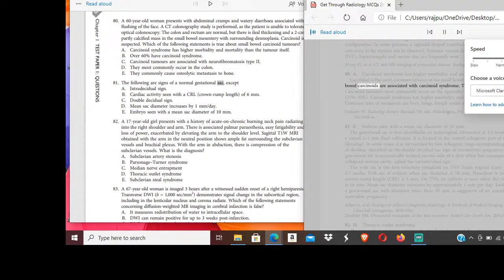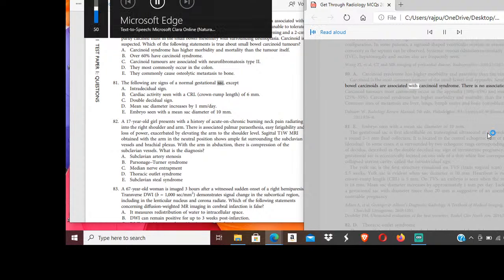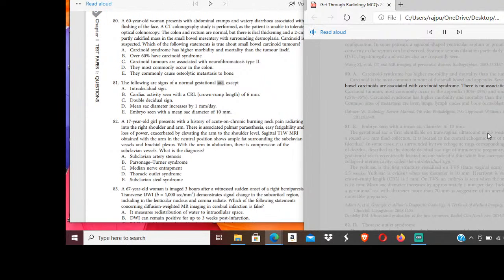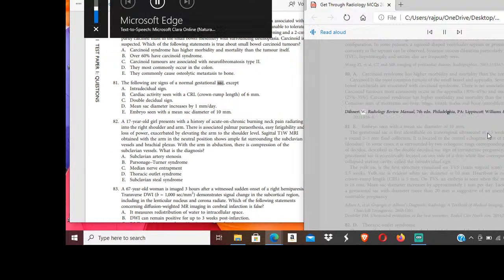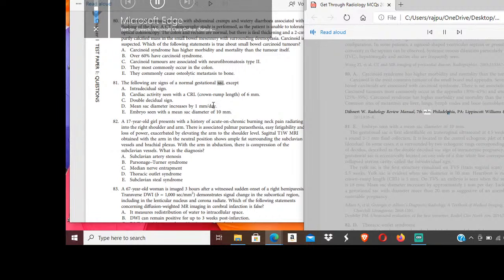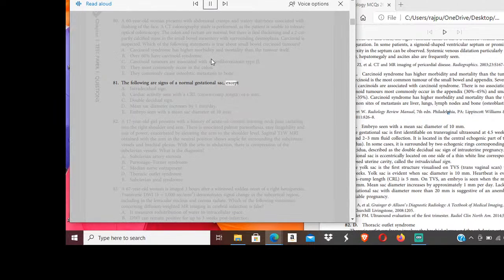7% of small bowel carcinoids are associated with carcinoid syndrome. There is no association with NF2. Carcinoid tumors most commonly occur in the appendix, 30-45%, and small bowel, 25-35%. Carcinoid syndrome has higher morbidity and mortality than the tumor itself. Common sites of metastasis are liver, lungs, lymph nodes and bone, osteoblastic. Dähnert W., Radiology Review Manual, 7th ed. Philadelphia, PA, Lippincott, Williams and Wilkins.